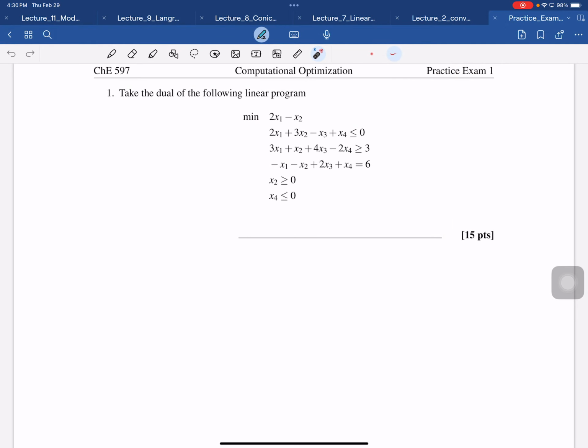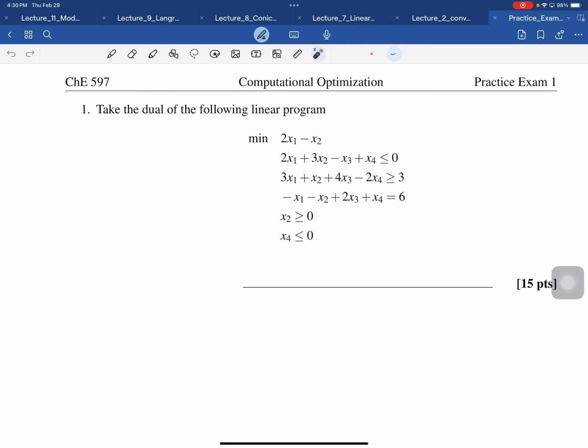Okay, so we will go through the practice exam here, but I don't just want to solve those problems in front of you, I also want to give you a review of the slides that are related to each of these problems. The first problem is related to taking the dual of a linear program, right?